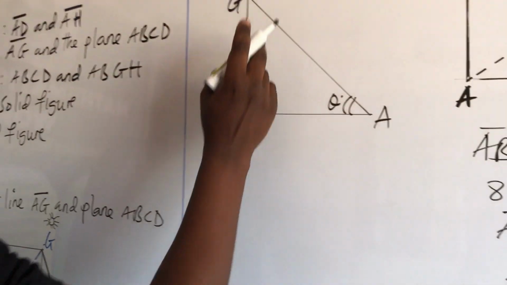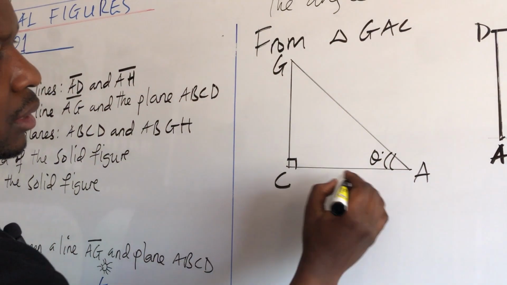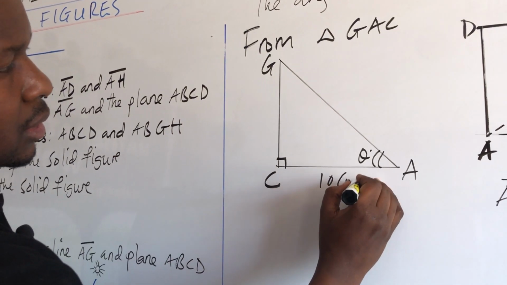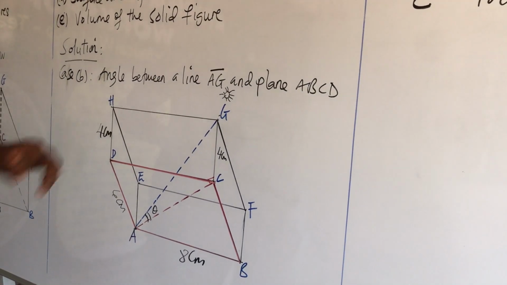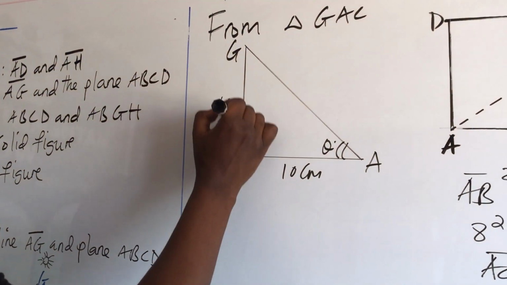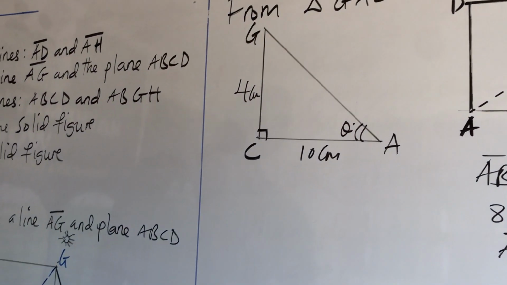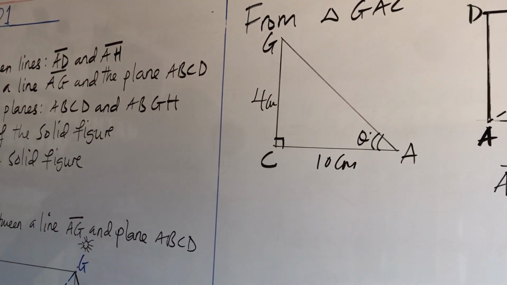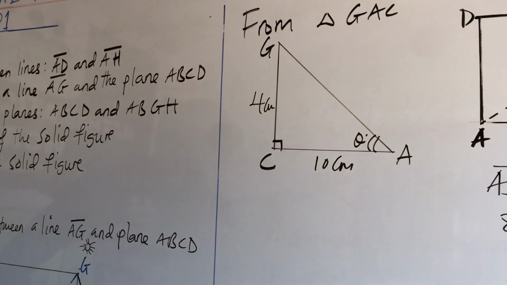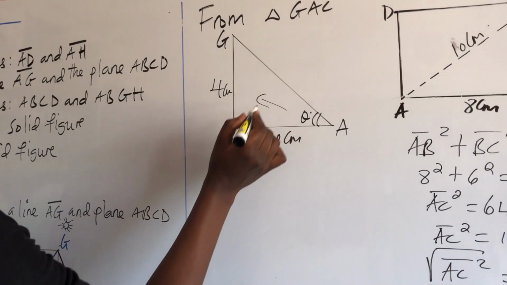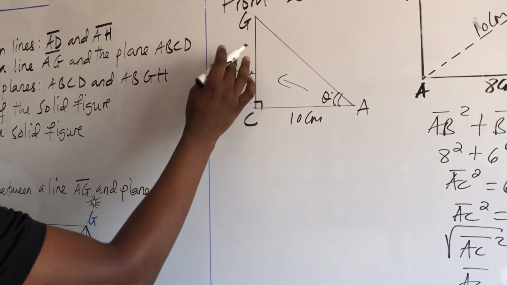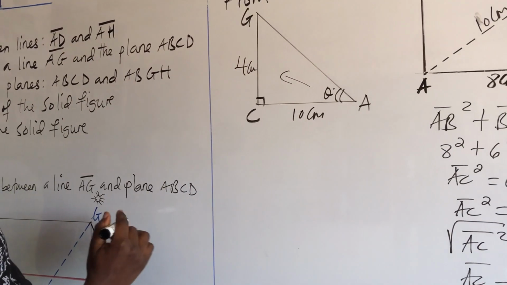Now we can move back to the triangle where the angle is GAC. AC here is 10 centimeters, and the other dimension, GC, the same as DH, is 4 centimeters. From there we have two dimensions, so we can use a trigonometric ratio because we have two sides. Now we can say the side that faces the angle is the opposite, and this will be the adjacent side.